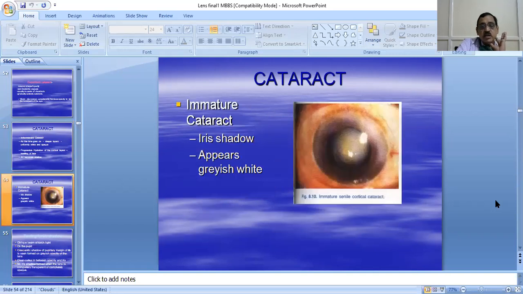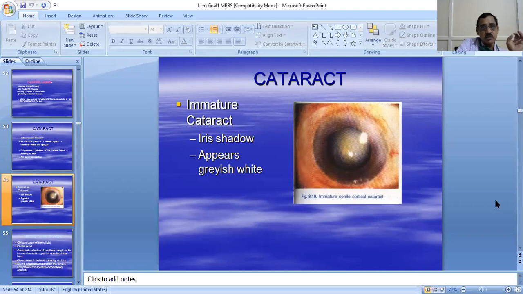Immature cataract: the color is grayish white, and the vision of these individuals will be from 6/9 to, say, counting fingers close to face or hand movements. The color is grayish white, as I have already mentioned. Vision is 6/9, and the iris shadow will be present in case of immature senile cortical cataracts.